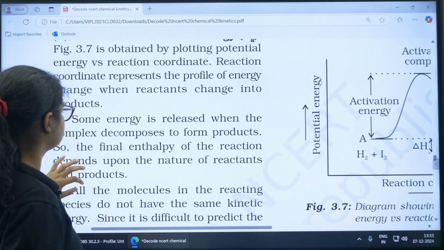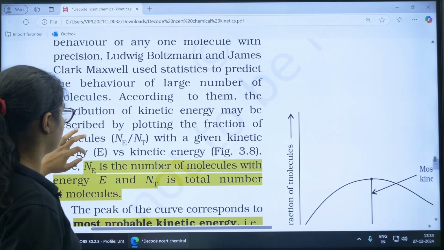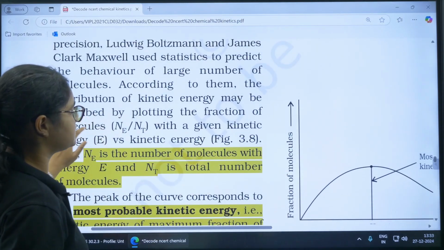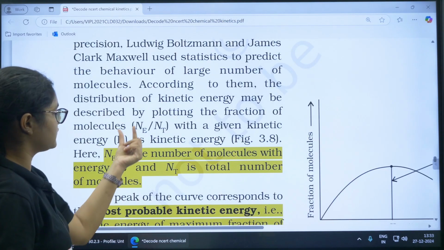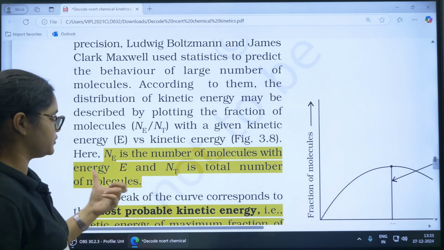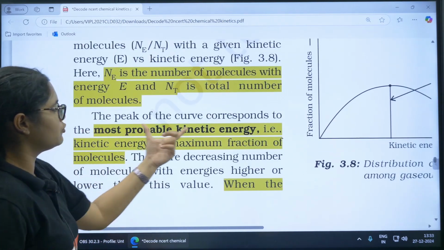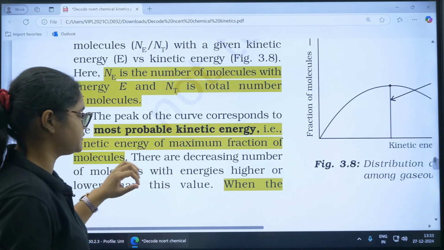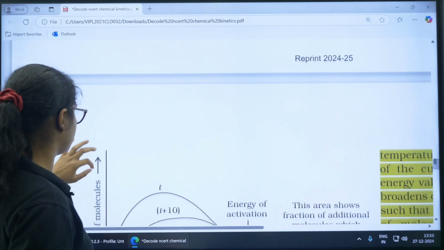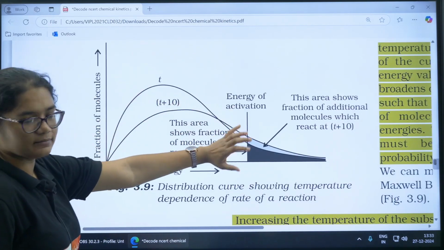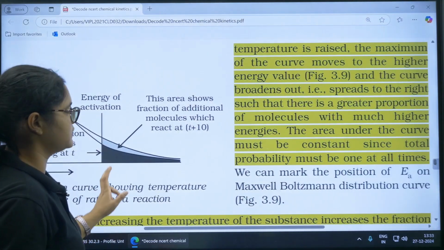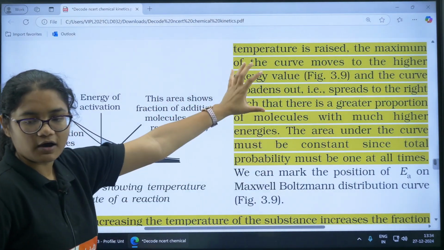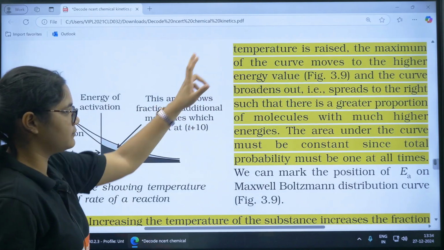Okay, next we have the Boltzmann distribution curve. This curve is not important, but you should know what the terms in this Boltzmann distribution curve are, that is important. What is most probable kinetic energy, the definition, that is important. Next we have this curve, this diagram is very important. In Brahmastra also I have given you a question from this one, so the explanation of this graph or this particular diagram is important.